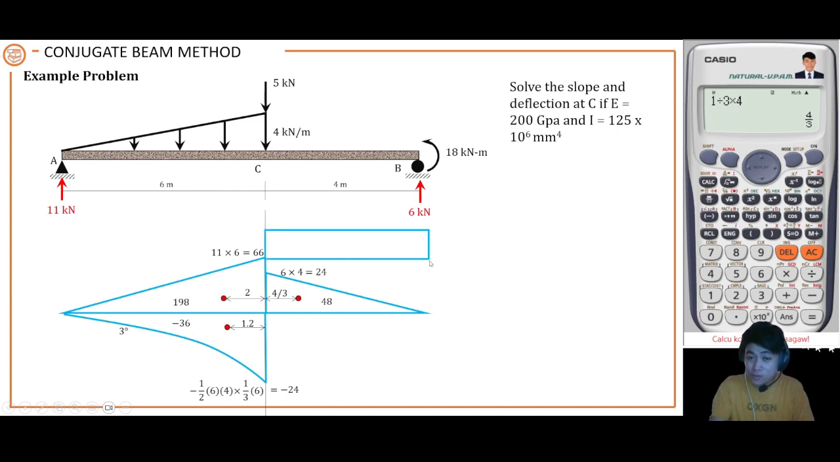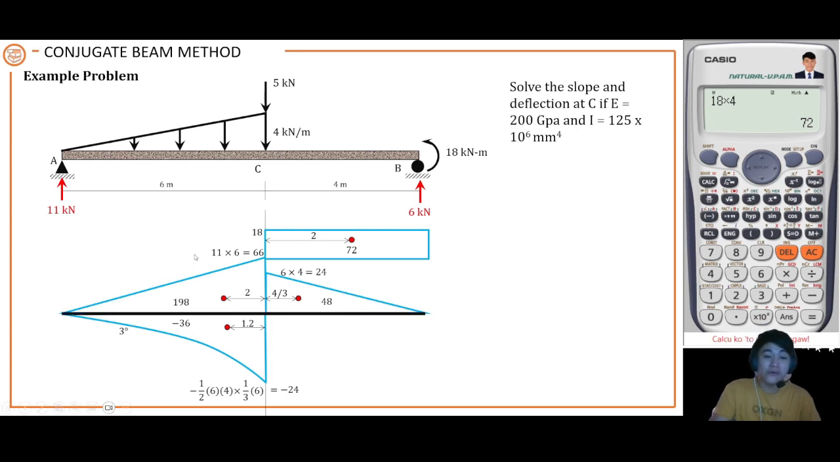Then next is this concentrated moment. Again, that moment will give you a rectangular area of moment diagram by parts, which is located on the positive side. The intensity of this is 18, and the area of that rectangle is base times height, 18 times 4, that is 72. The location of that 72 towards point C is half of 4.